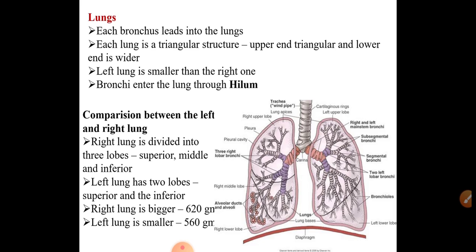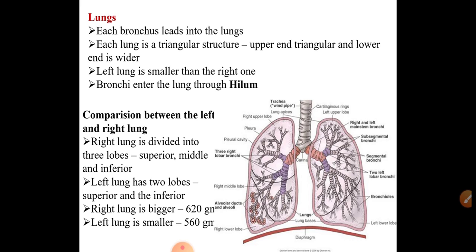Next we studied about lungs. Each primary bronchus leads into the lungs and gives rise to the secondary bronchus. Further, the secondary bronchus also keeps on dividing. Now each lung is a triangular structure. That means the upper end is conical whereas the lower end is wider. The left lung is smaller and the right one is a little wider. The bronchi enter into the lung through the hilum. So the area of entry of the bronchi into the lungs is known as the hilum.